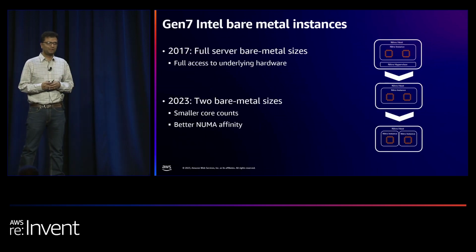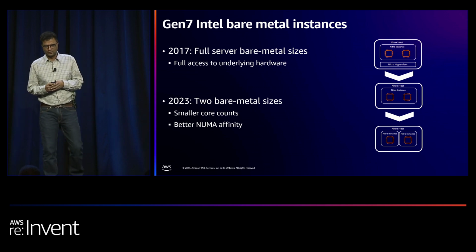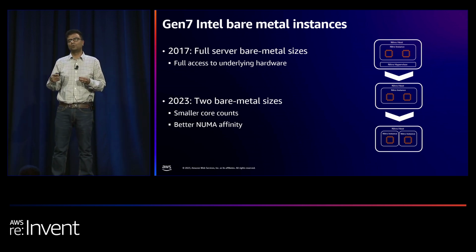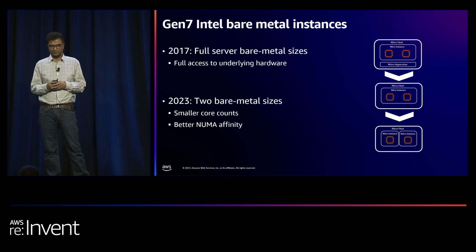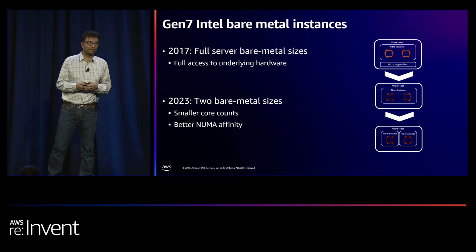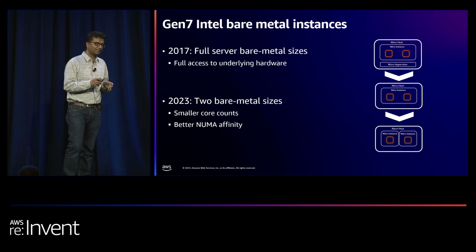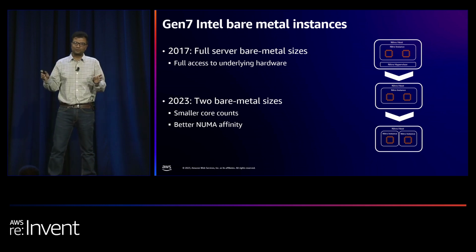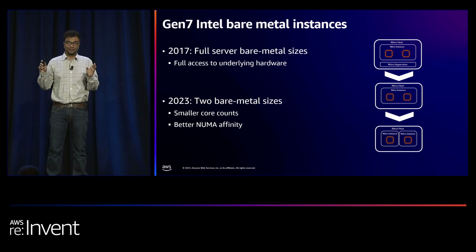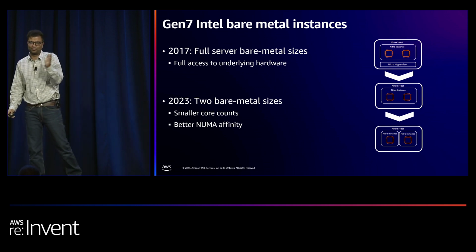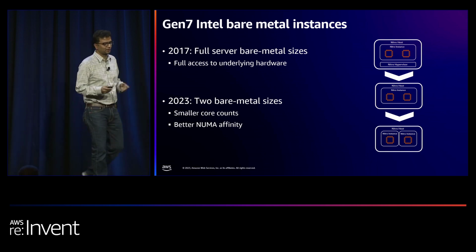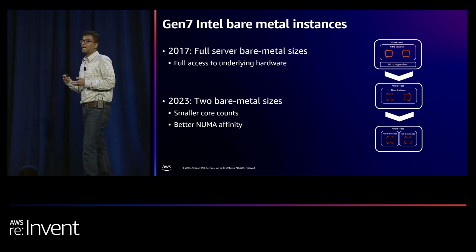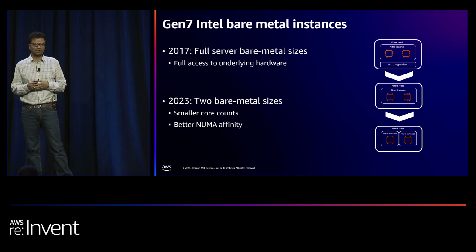Let's talk about the Gen 7 Intel bare metal instances. In 2017, our customers told us that they have some legacy workloads wherein they cannot use a hypervisor. They have some licensing database workloads wherein they cannot use the hypervisor. They needed direct access to the bare metal or to the hardware. And because we had the AWS Nitro System, and remember from my previous slide, we intentionally kept it very thin, we were able to chuck off the hypervisor and provide our customers with the bare metal instances. So we launched the I-based bare metal instances for the very first time in 2017.